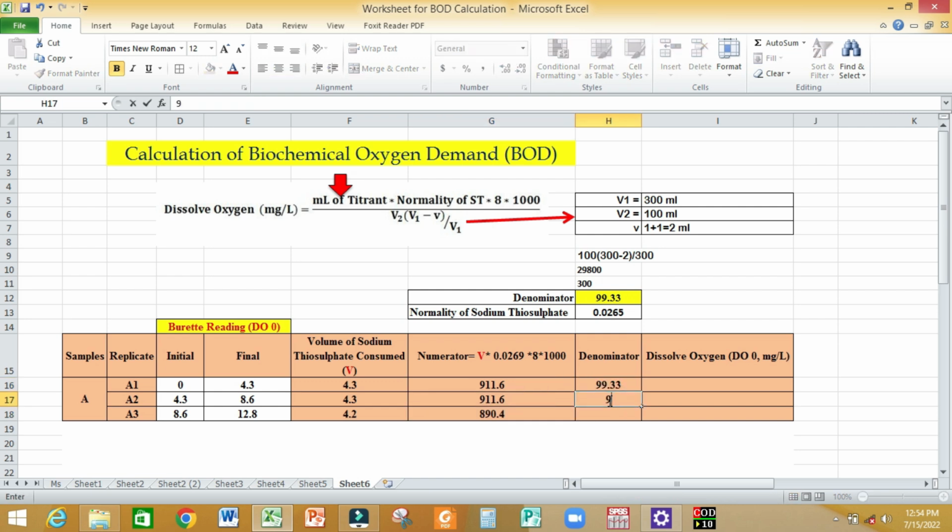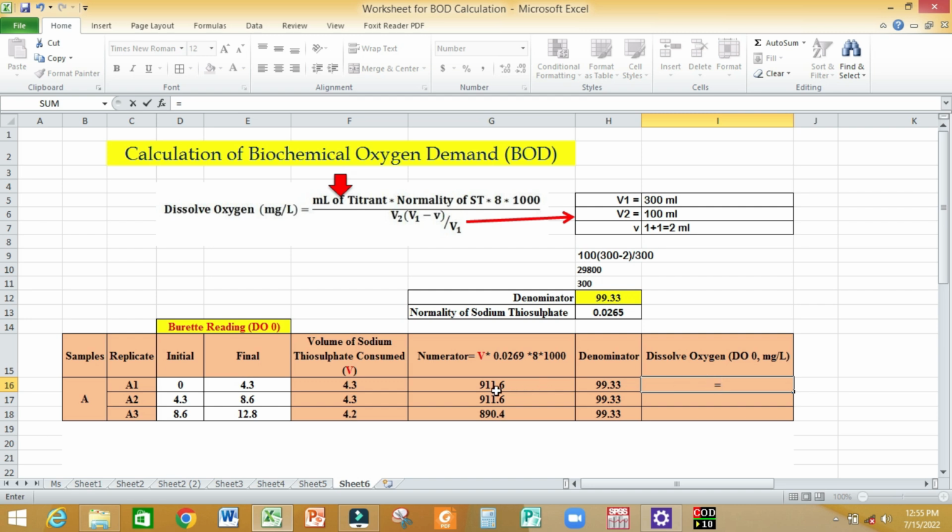So here also 99.33, 99.33. That's why I told you to calculate the denominator, because it will be the same for all samples. So from here we can find out the dissolved oxygen content of this sample the day it was collected. So it's very simple now.